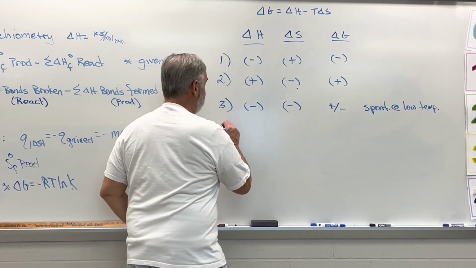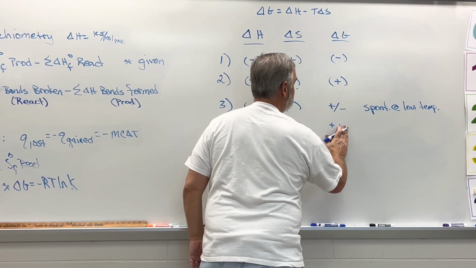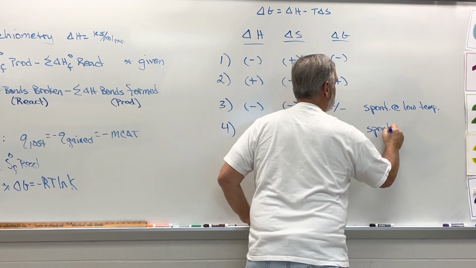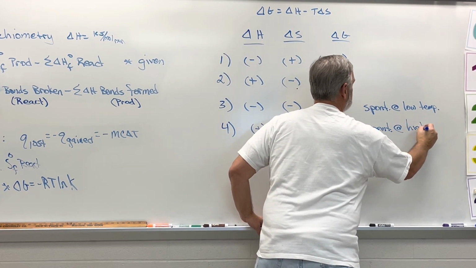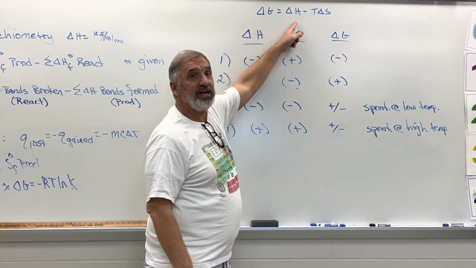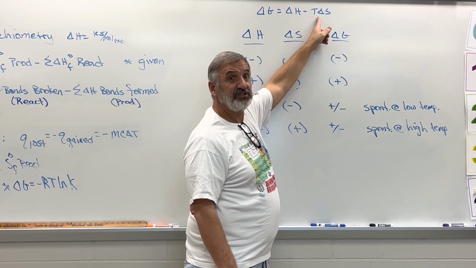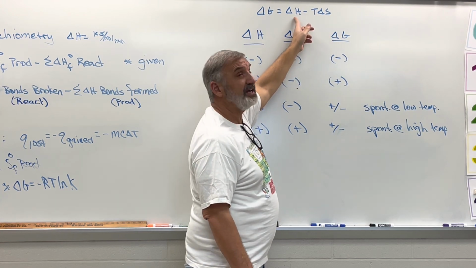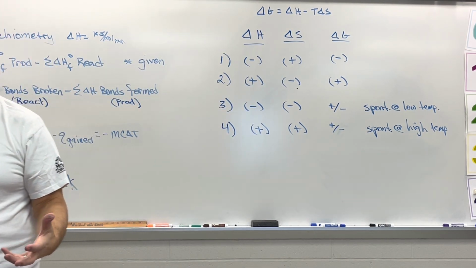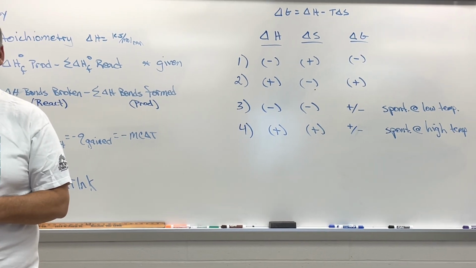On the other hand, if I say positive, positive, this is going to be spontaneous when? At high temperatures, again. Answer it here. You have a positive delta H, which is unfavorable, but at some temperature T, the T delta S term will become greater than the delta H term, causing delta G to become negative and the reaction to be spontaneous. You must explain it in terms of all those factors.